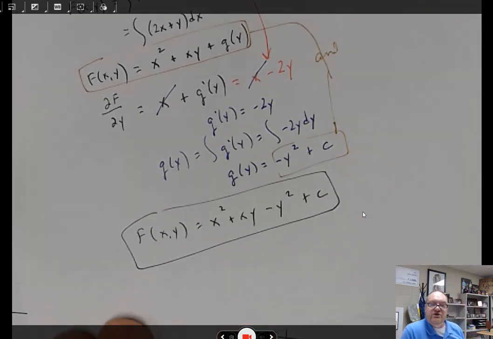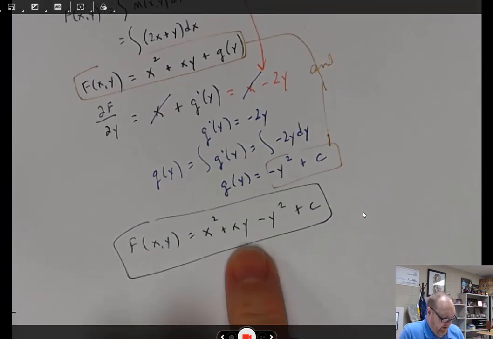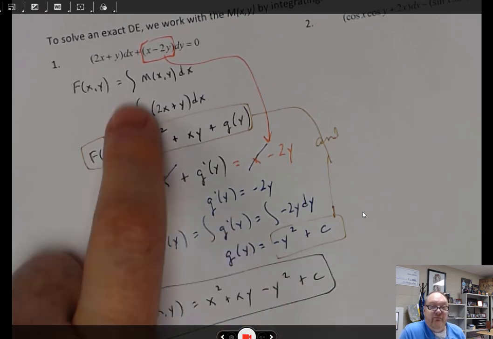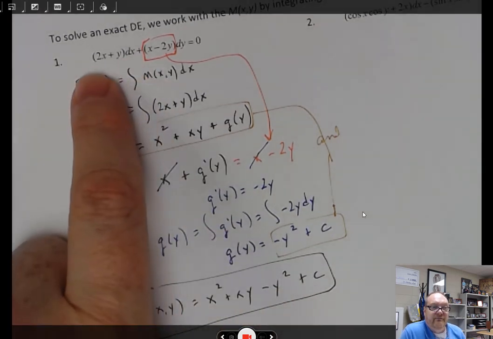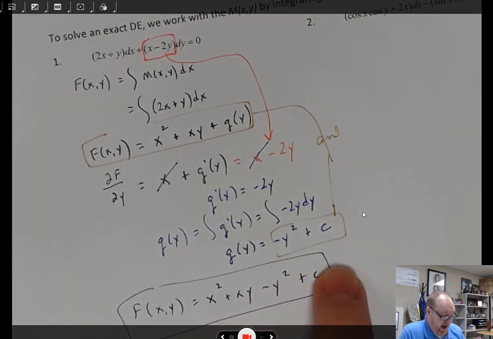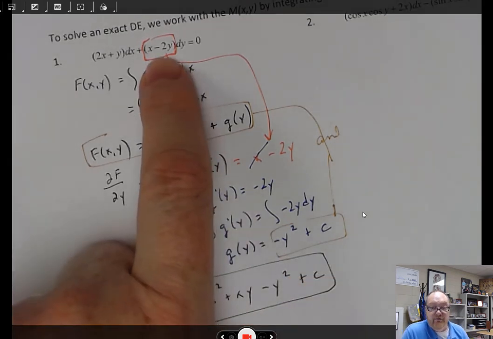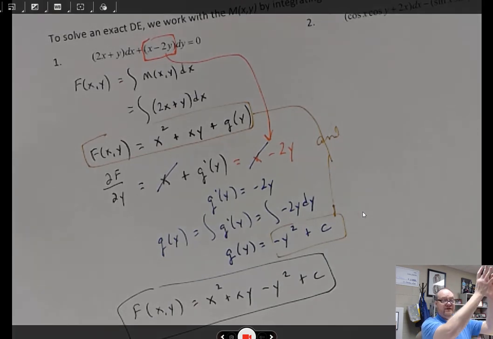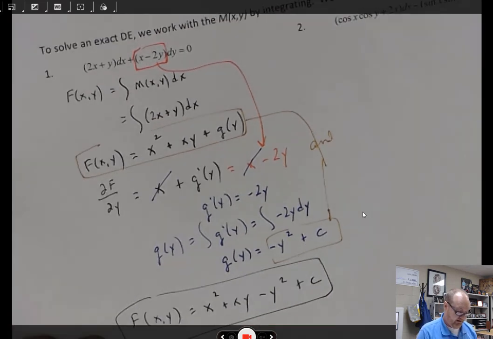Think about what your check would be for this, and that's my answer. My check would be: if I differentiate that with respect to x, do I get this? And if I differentiate all of this with respect to y, do I get this? And you will. That's our procedure each time. We're going to integrate with respect to one variable, differentiate with respect to the other variable, and create that function. Look at number 2.